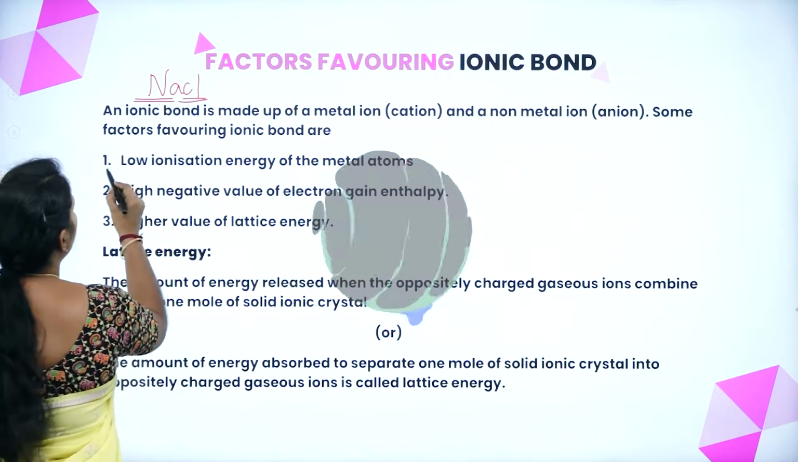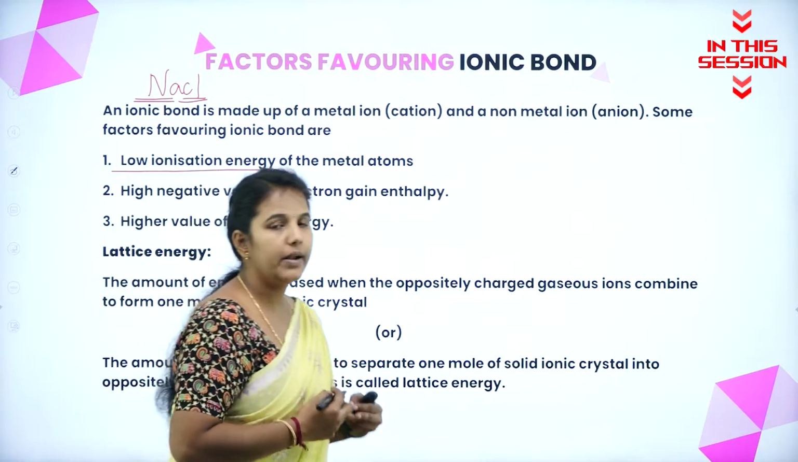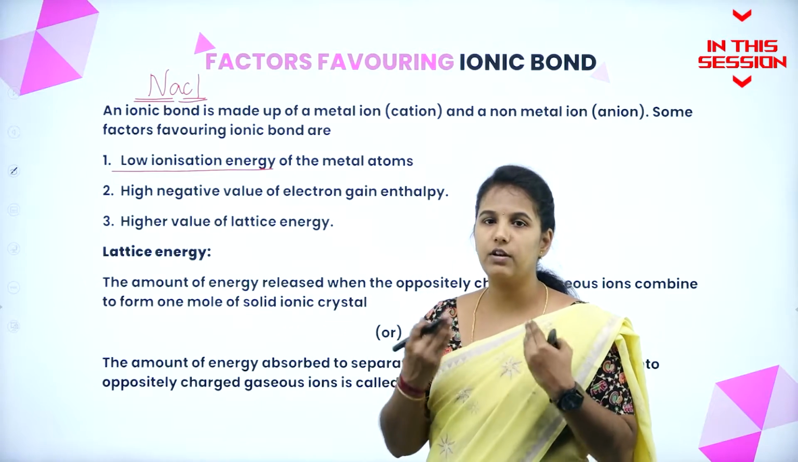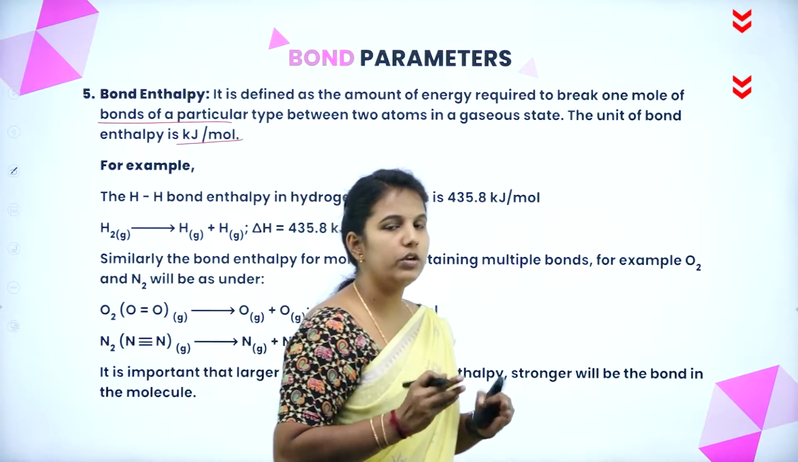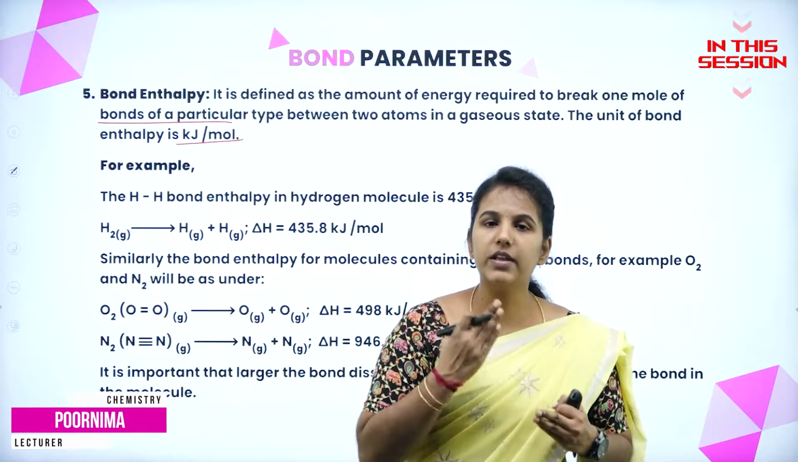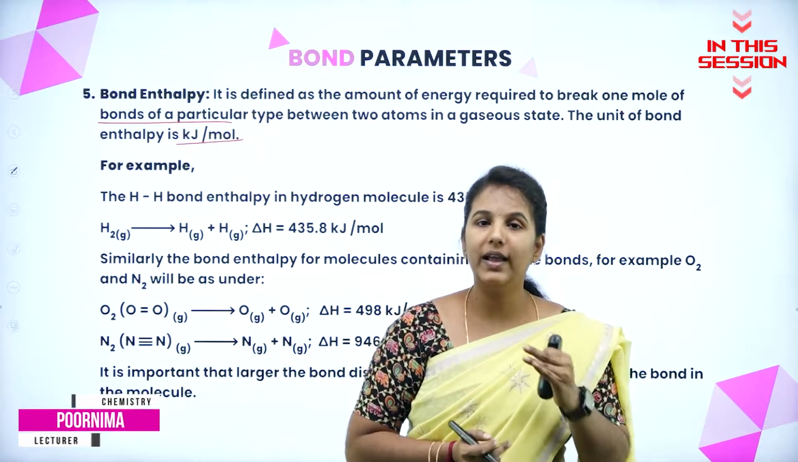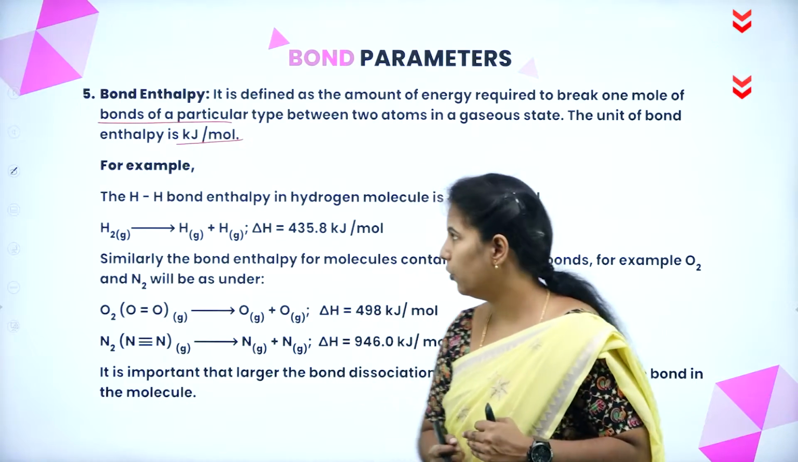It must have low ionization energy for the metal atom. If the metal atom has the lowest ionization energy, those metals will form what? Ionic bond. Suppose there is a bond between two different elements or two different atoms, the amount of energy required to break that bond is known as bond enthalpy, and it is expressed in kilojoules per mole.